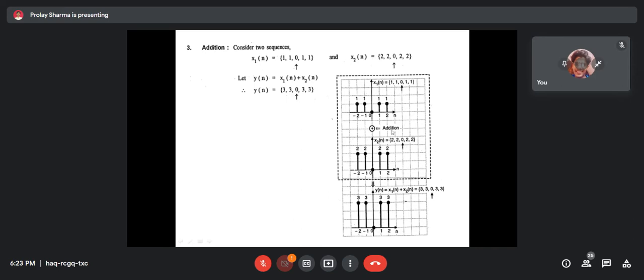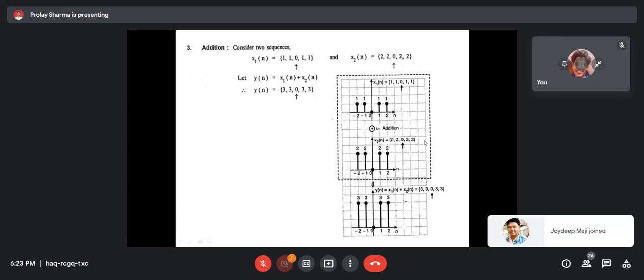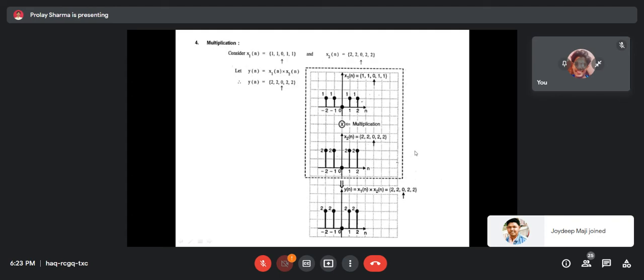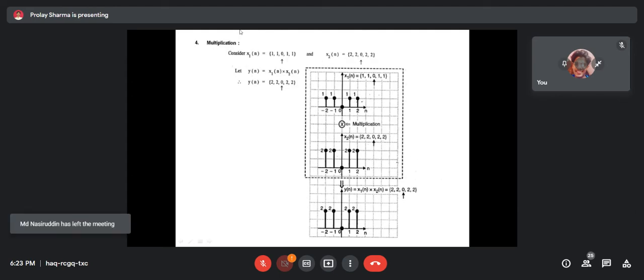So in this way, 1 plus 2 is 3, 3. 1 plus 2 is 3, 3. If the consecutive sample values get added, the signal will be like this. Next operation, obviously multiplication. Again, we draw the signal and the consecutive sample values get multiplied. So 1 into 2 is 2, 0 into 0 is 0, 1 into 2 is 2. Here on the left-hand side, 1 into 2 is 2, 1 into 2 is 2.